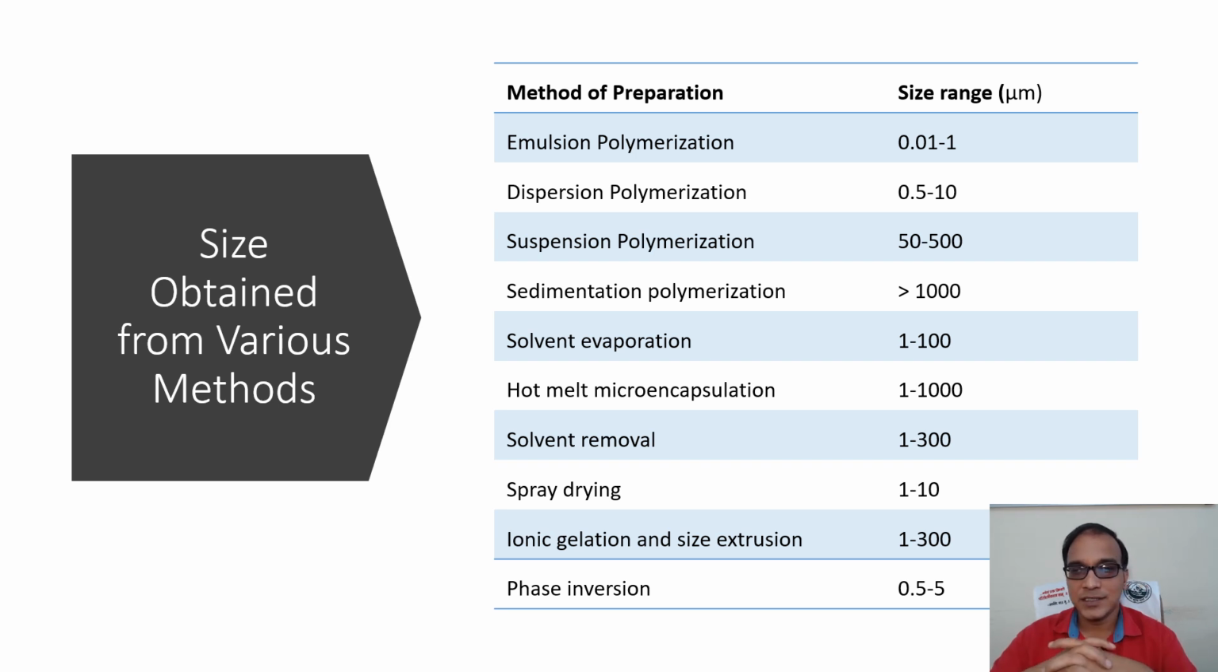Say for example, as you are seeing in this table, for emulsion polymerization, the size range obtained is generally 0.01 to 1 micron. For dispersion polymerization, 0.5 to 10. For suspension polymerization, it is 50 to 500 micron. Sedimentation polymerization, more than 1000. For solvent evaporation method, 1 to 100. And for hot melt microencapsulation, 1 to 1000. Solvent removal, 1 to 300. Spray drying, 1 to 10. For the ionization method and size extrusion method it is 1 to 300, and for phase inversion it is 0.5 to 5 micron.